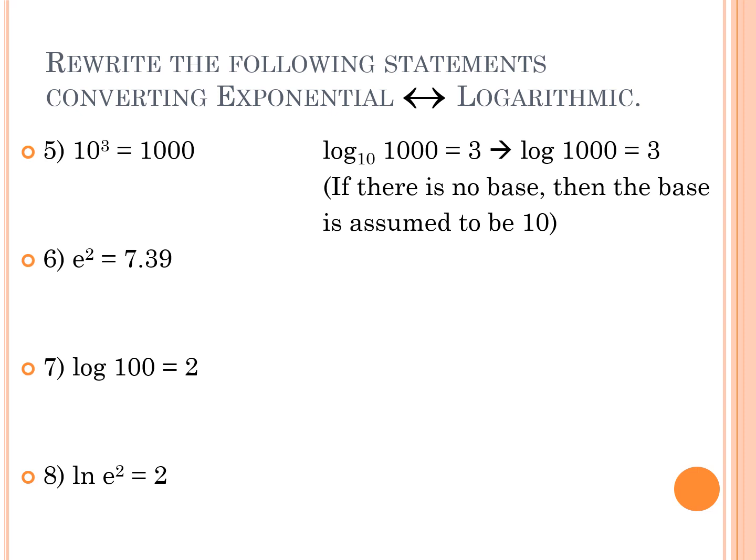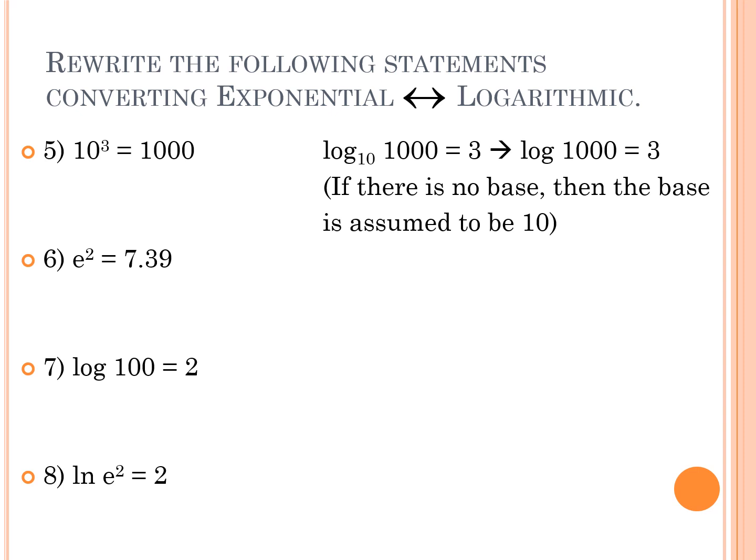Now, for number 6 here, we see this lowercase letter e. And e is a constant in mathematics that you probably haven't had as much exposure to as other constants such as pi. But it's an irrational number. It's about 2.718, and it keeps going. It's an irrational number. What e represents is something that you get more into in calculus. Where that number comes from, you don't need to necessarily worry about right now.